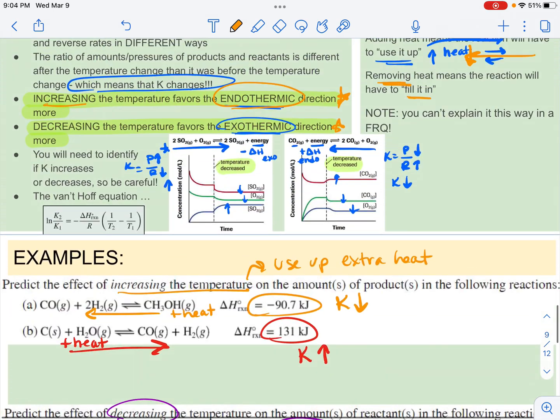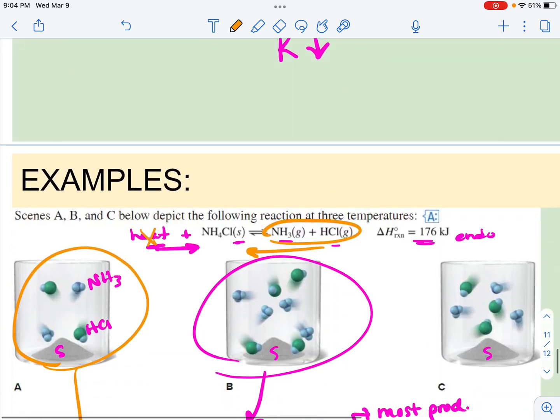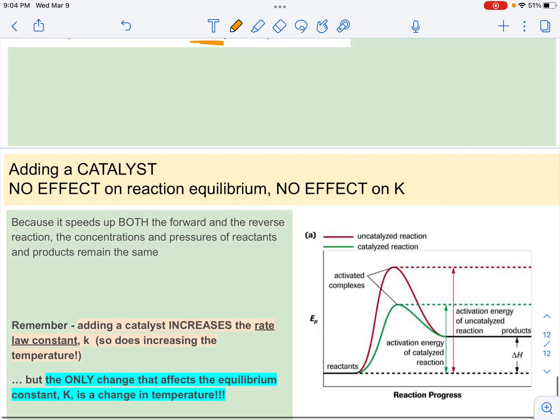Oh, I didn't talk about the Van't Hoff equation. This is like the Arrhenius equation in rate, only it's for equilibrium constants. I need to show it to you. Notice that this is the delta H. Notice that this R is the 8.314 joules per mole Kelvin, because it's your energy R. And these are temperatures, they must be in Kelvin, right? And these are your equilibrium constants. So I don't think you'll need to use it, but I wanted to show it to you so that you've seen it before.